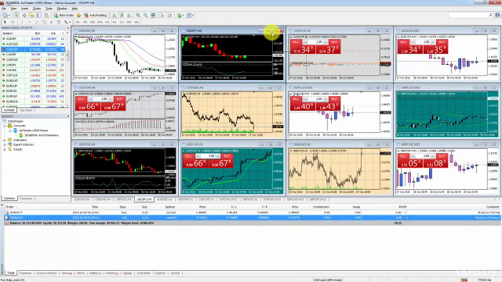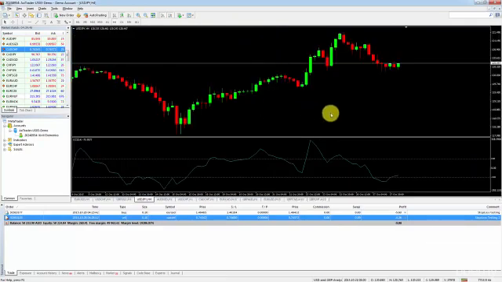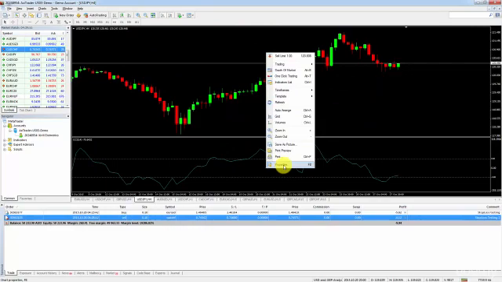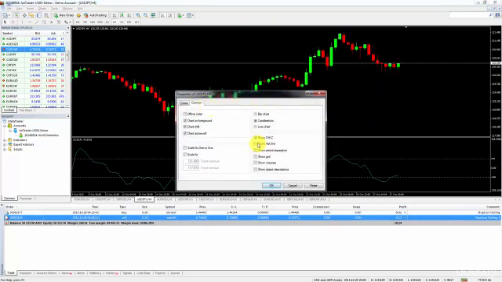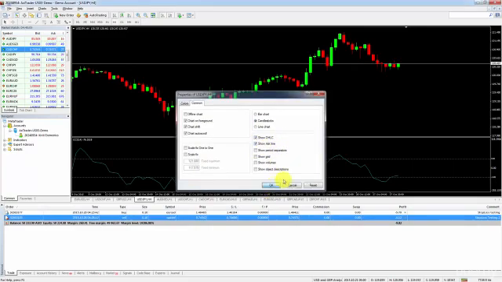I'm going to use this chart for a change, American dollar, Japanese yen. To start off, we're going to go to properties and show the ask line. This is just so that we can see how the buy orders are open at the ask price. This has nothing to do with take profit, but I just thought it would be interesting for us to see that as well. Click OK.